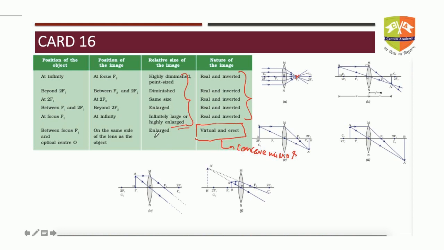So don't make this mistake. I've seen a lot of people doing this mistake. They don't realize that the focal length has been given in centimeters. If it has been given in centimeters, write 100 by the focal length in centimeters. If not, then write it in terms of meters, which is 1 by focal length in meters.